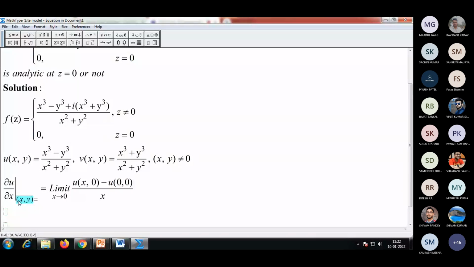This value is equal to 0. So at this point, the derivative at this point is like this one.